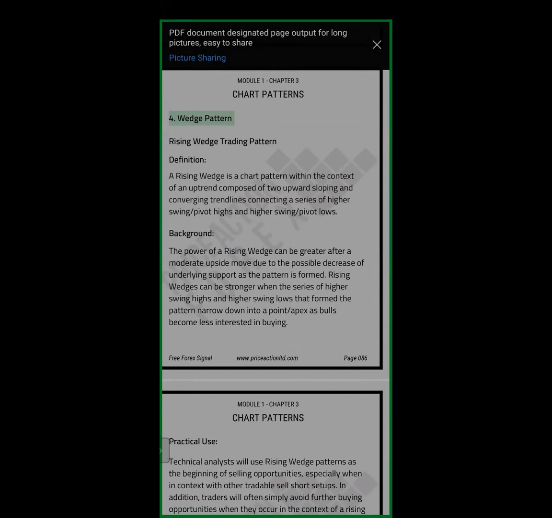A rising wedge can be stronger when the series of higher swing highs and higher swing lows that form the pattern narrows down into the point, the apex, as bulls become less interested. Forget the big English. What they mean is that the more higher swing highs and lows are setting up that structure, the closer it is to a breakout of the support.